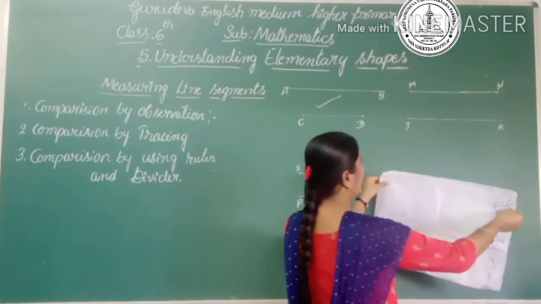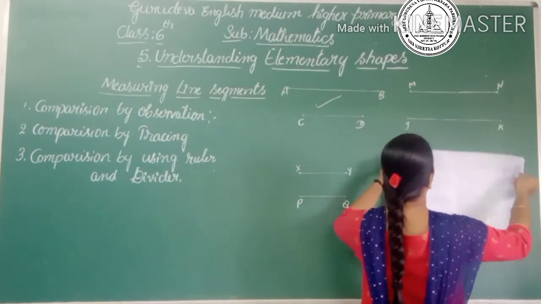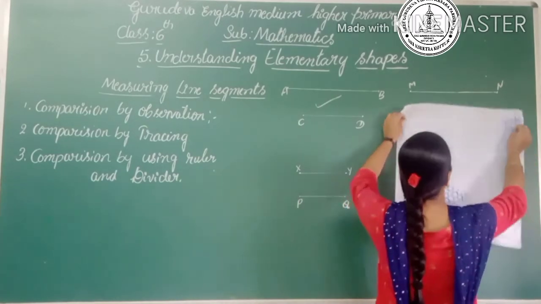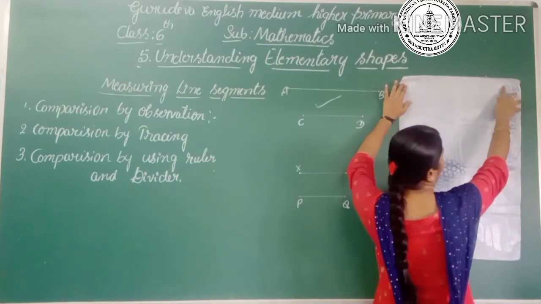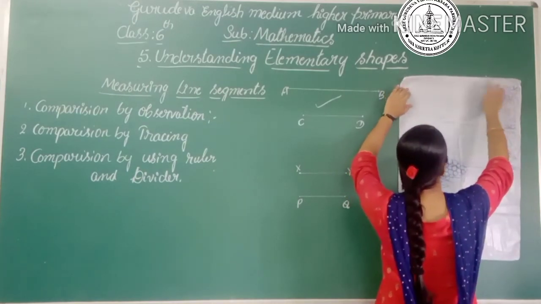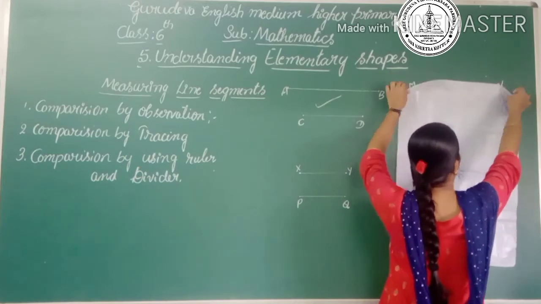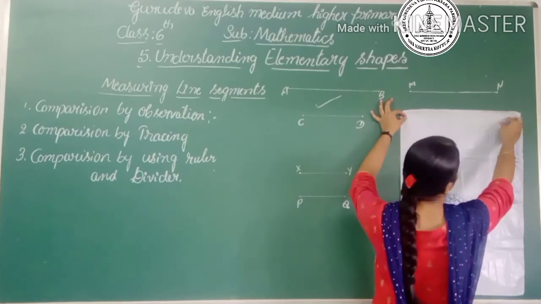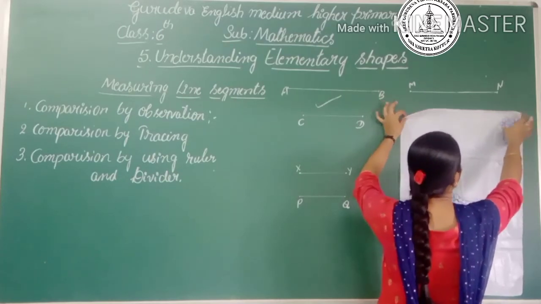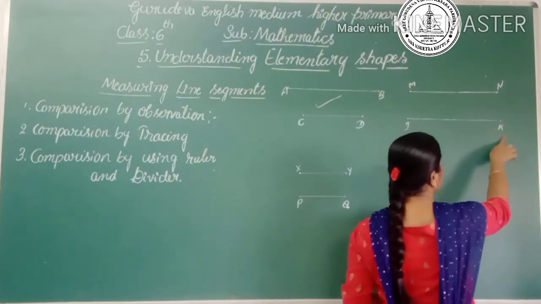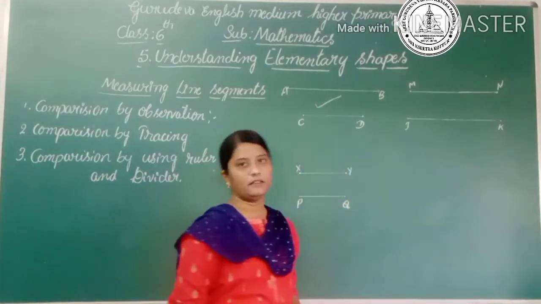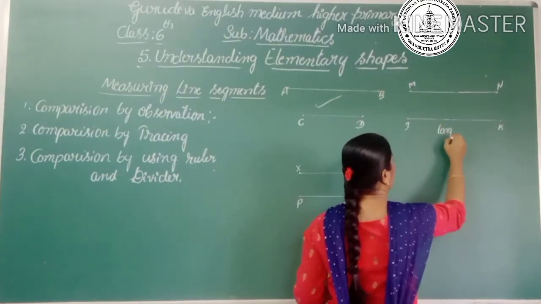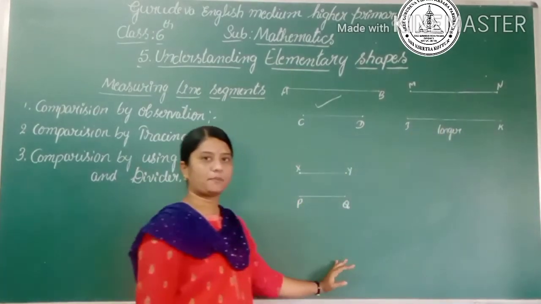So what we have to do in your home, first you have to trace any one of the line segments using the trace paper. And see here, we can see easily through the trace paper. So we have to trace these lines and keep it on the other line segment. So we can say that it is longer. So the line segment JK is longer than the line segment MN. Yes, we can say that the line segment JK is longer than the line segment MN.